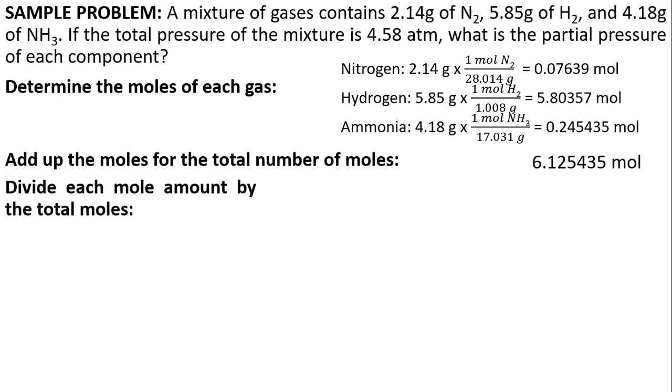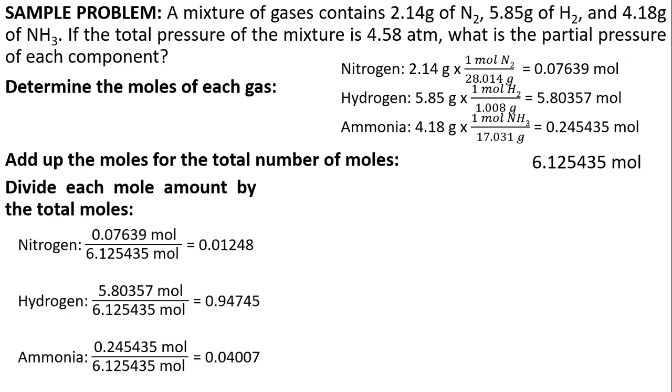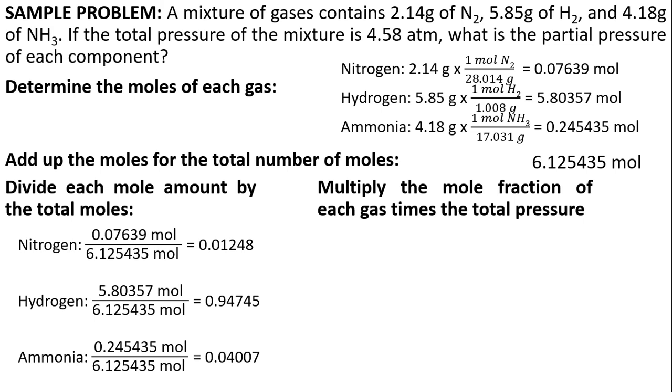Now divide each mole by the total moles. We will have the moles of nitrogen divided by the total number of moles. That will give us 0.01248. For hydrogen, 0.94745. And ammonia, 0.04007. The next step is to multiply the mole fraction of each gas times the total pressure.